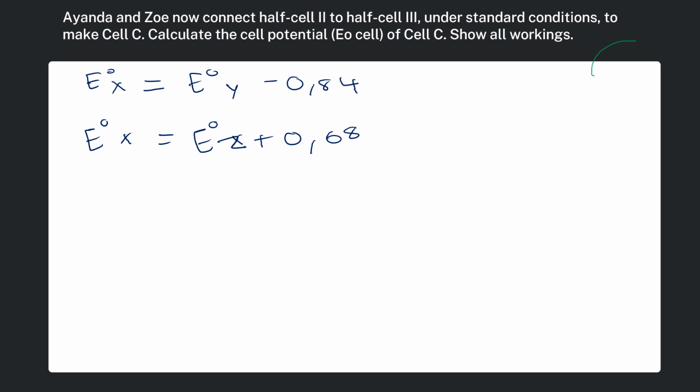But EX is equal to EX, right? So the cell potential for X and the cell potential for X are equal to each other, right? So this over here is equal to this over here. So we're going to equate the equations together. So what we're saying here is X is equal to X. So we're going to equate these two equations. So that means we're going to have our equation 1 equal to equation 2.